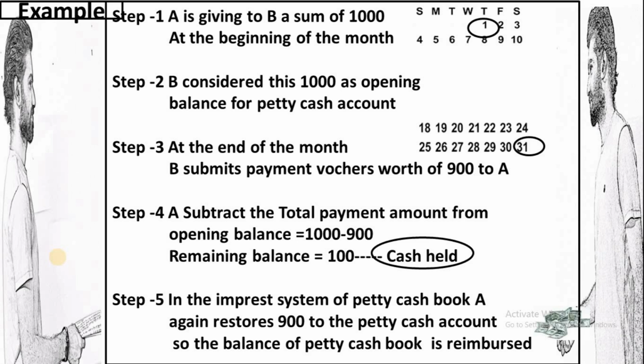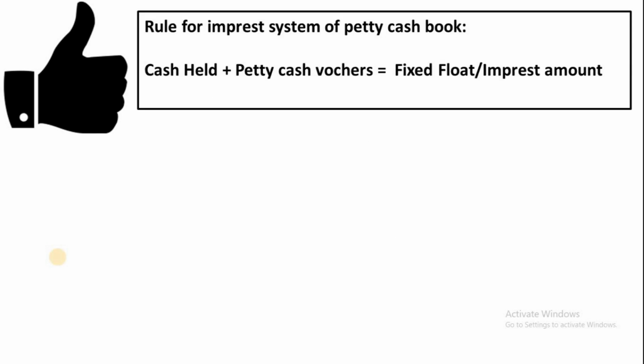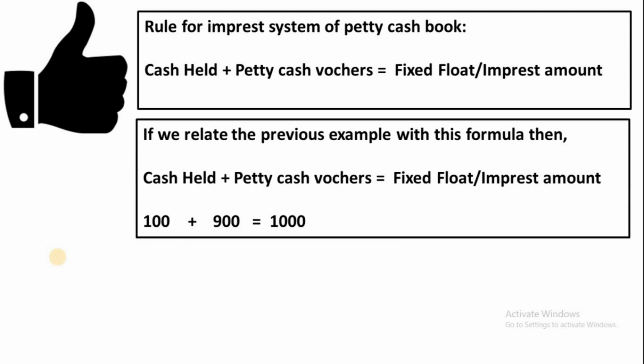Here in this case, the spent amount is 900 to the petty cash account. So the balance of petty cash book is reimbursed or restored. The rule for imprest system of petty cash book is cash held plus petty cash vouchers is equal to fixed float or imprest amount. If we relate this with the previous example, with the formula, cash held plus petty cash vouchers is equal to fixed float amount.